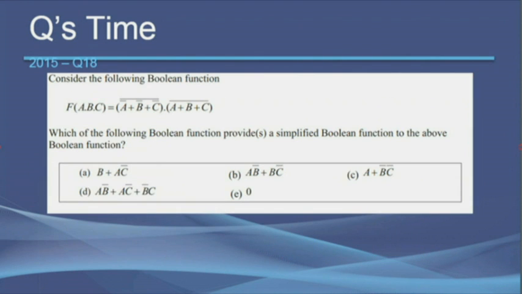Okay, let's consider the next question, 2015 question number 18. Consider the following Boolean functions. Which of the following Boolean functions provides a simplified form of the above Boolean function? Simply you can say all the answers which are given are sum of products, but our function is a product of sums.